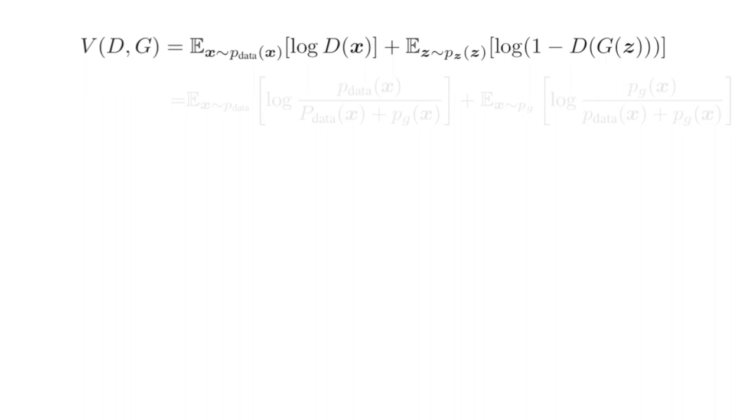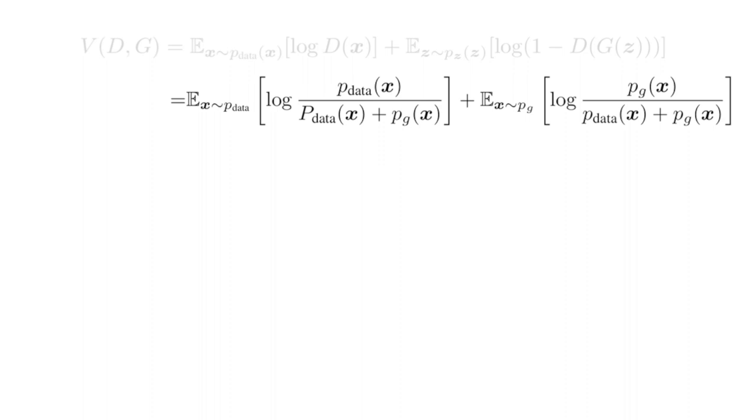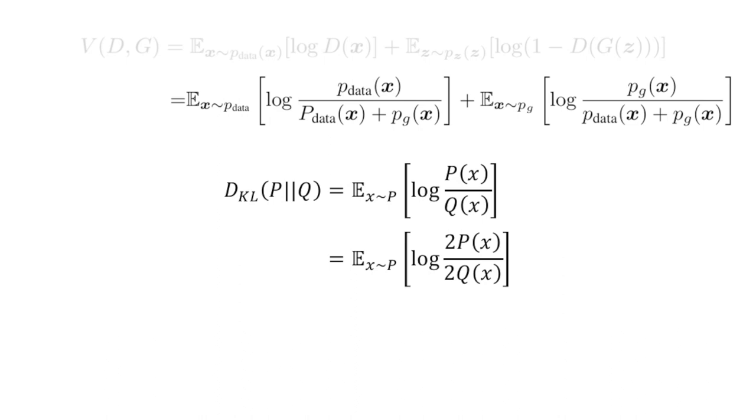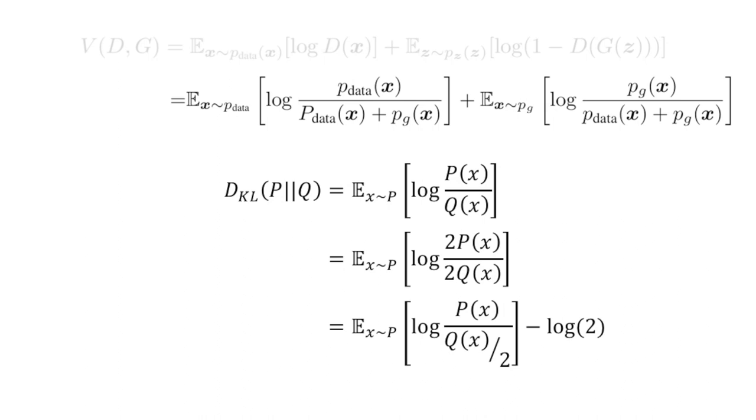Next, let's write down the definition for Kullback-Leibler divergence, or KL divergence, for reasons that will become apparent. Notice that the definition of KL divergence is an expectation value of the log of the ratio of probability distributions. This is precisely what we have when we plug in our expression for the optimal discriminator. Also notice that if we multiply top and bottom of the inner expression by 2, we can pull out the bottom one as a minus log 2 and keep the remaining term on the denominator. This is useful because it enables us to rewrite our cost function as this equation.